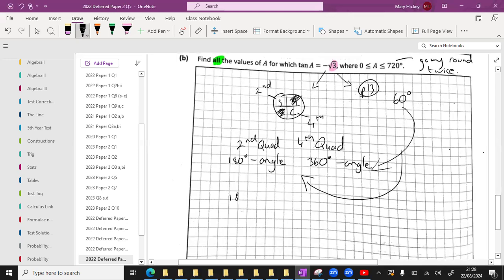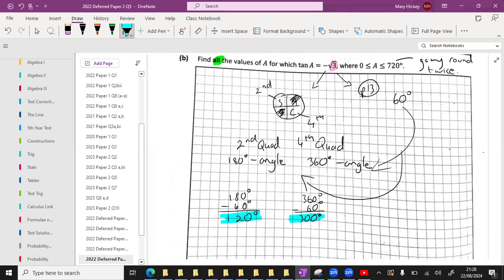So I'm going to do 180 minus 60. So that is 120. Okay, so that's my first one. So I'll highlight these as I go actually, so we don't confuse it. So that's my first one. Then I do 360 minus 60. So that's 300. So that's definitely another solution.